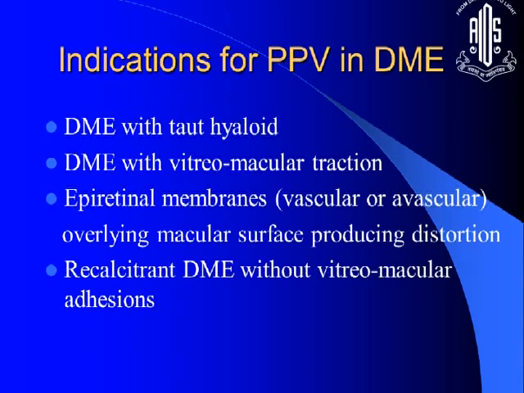So once we talk of the indications for partial vitrectomy in DME: DME with taut hyaloid, I think this came way back, almost 20 years ago, when some of the studies were done and it was found effective. So is the DME with vitreomacular traction. And then there are the epiretinal membranes, which could be both vascular and avascular, overlying the macular surface, which will produce distortion of the macula. Then the last is recalcitrant DME without vitreomacular adhesions.